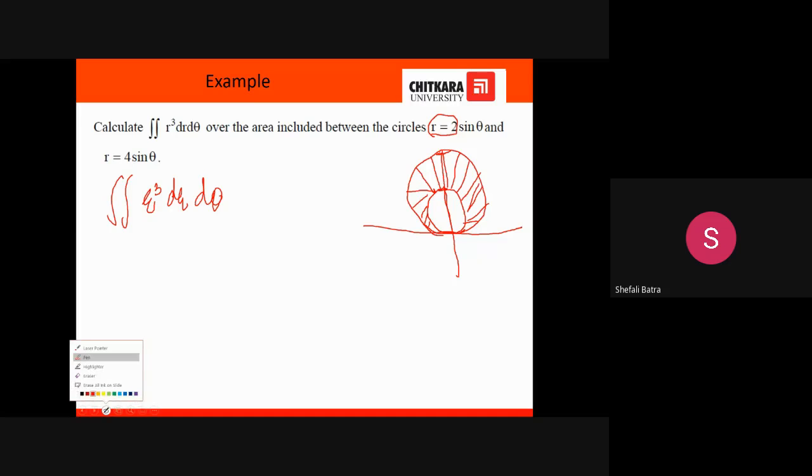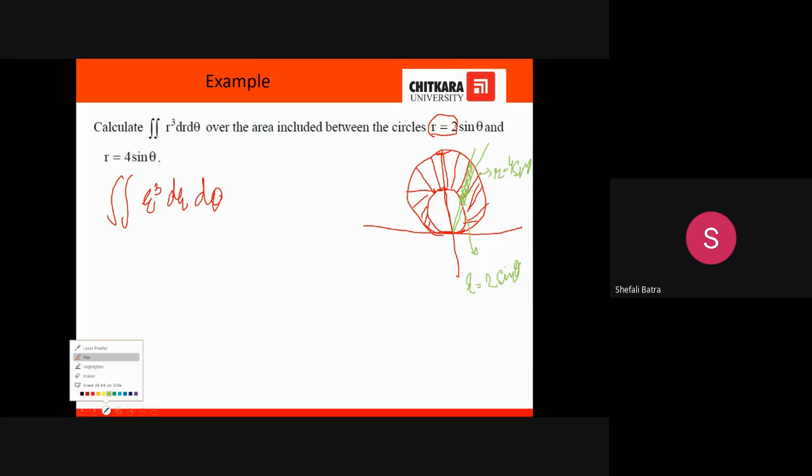Now I'm making a radial strip from this center. This is your radial strip. But I will consider my strip from here. I'm just highlighting this strip. This is the circle r is equal to 2 sine theta, and this is the circle r is equal to 4 sine theta. We need the limit of r in terms of theta and the limit of theta as a constant.